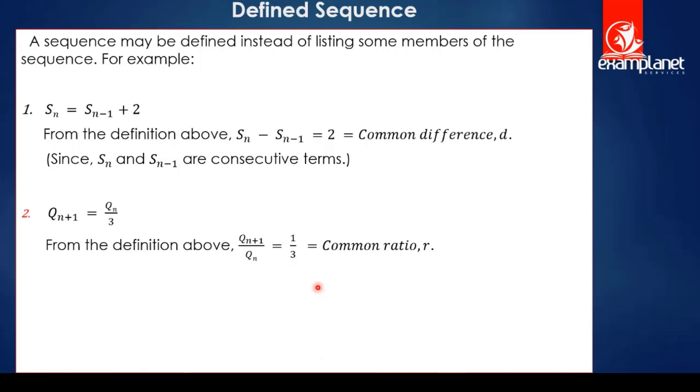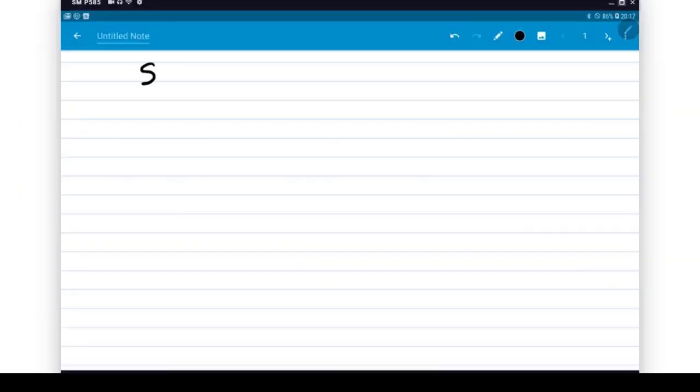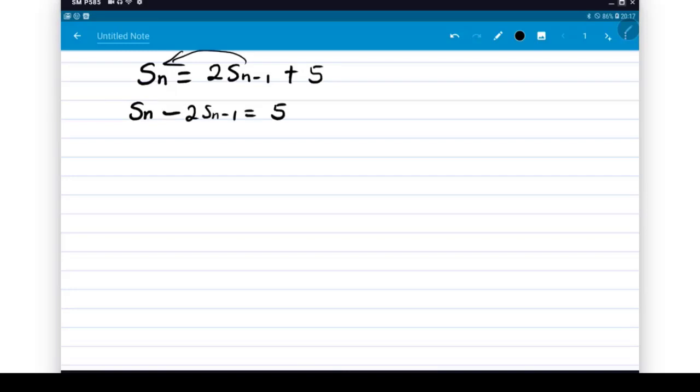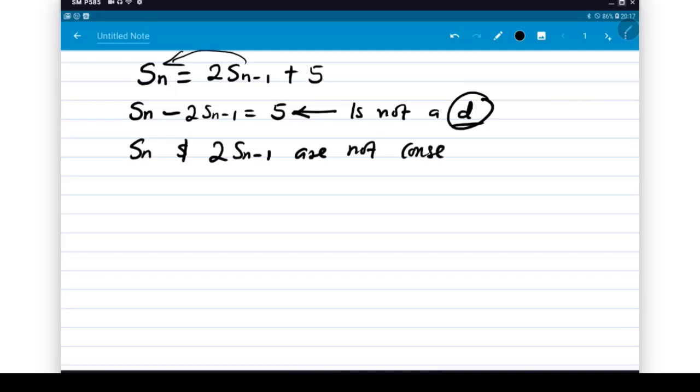So, for instance, you can have a definition like this. Maybe Sn is equal to 2Sn minus 1 plus 5. In this kind of definition, if I do what I did the other time, where I brought this to this side, I'm going to have something like this. Now, as it is, this 5 is not a common difference, because this Sn and 2Sn are not consecutive. They are not consecutive. Why? Because of these two. If you have this, yes, they are n minus 1.